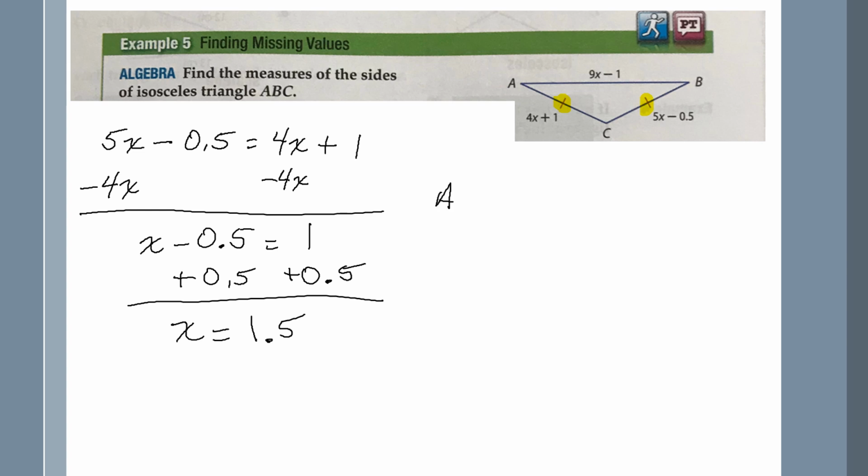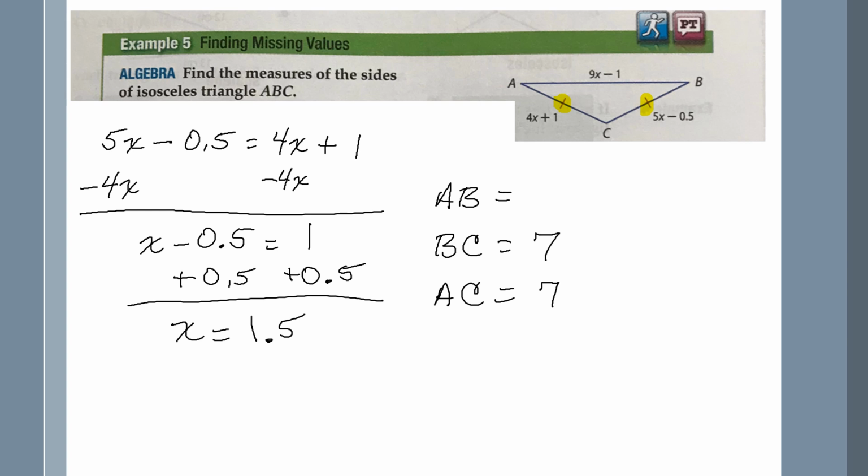So we have segment AB, segment BC, and segment AC. I think AC is the easiest one to find because it's 4x plus 1, 4 times 1.5 plus 1. So we can just say with a calculator, 4 times 1.5 is 6. And then plus 1, that's going to be 7. Now the nice thing is once I find AC, I don't have to do anything to find BC because those are equal. So that'll be 7 also.